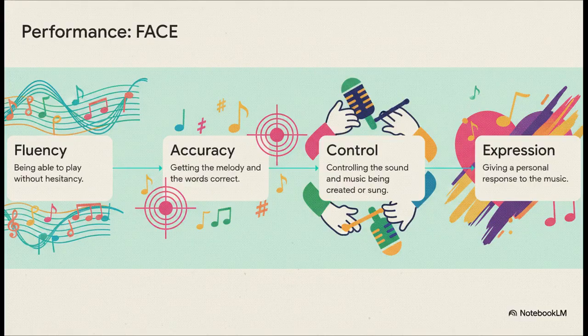And to make that performance truly great, you can just remember this simple acronym, FACE. First up is F for fluency, being able to play with this smooth, effortless confidence, with no hesitation at all. A is for accuracy, hitting all the right notes every single time. C is for control, completely mastering your instrument or your voice to create the exact sound you're going for.